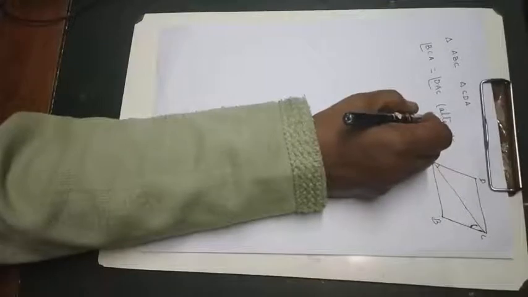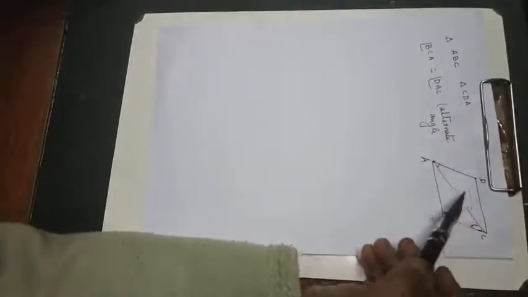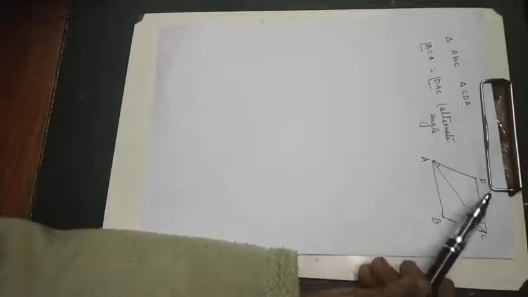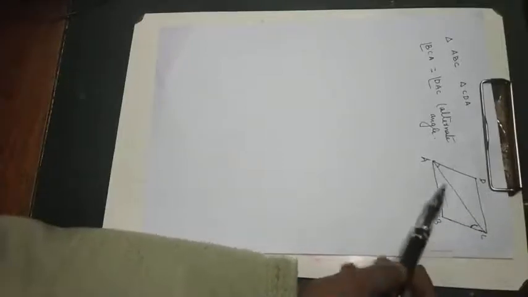For the parallelogram, we know that opposite sides are equal and parallel. That is a property. So AB will be equal to CD and AB will be parallel to CD, and AD will be equal to BC and parallel to BC. So DAC equal to BCA, that is alternate angles.